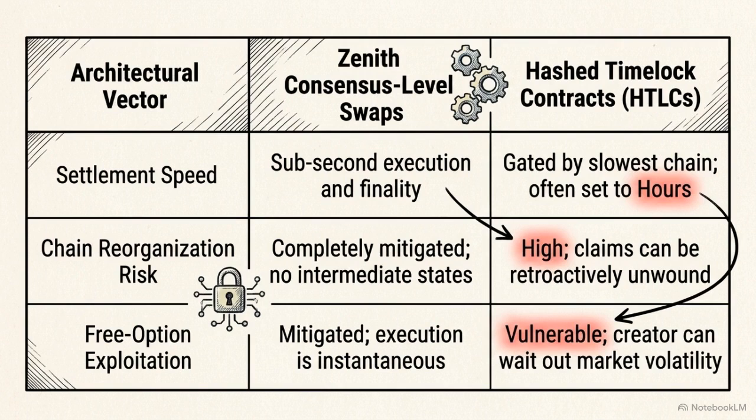This comparison table illustrates the operational flaws of time lock contracts. Notice the settlement speed row. Time locks often introduce hours of latency because they are gated by the slowest chain in the swap. Moving down to chain reorganization risk, HTLC claims can be retroactively unwound if one of the probabilistic blockchains experiences a split state. Furthermore, they are highly vulnerable to free option exploitation, where the secret creator of the swap maliciously waits out market volatility before deciding whether or not to finalize the trade.